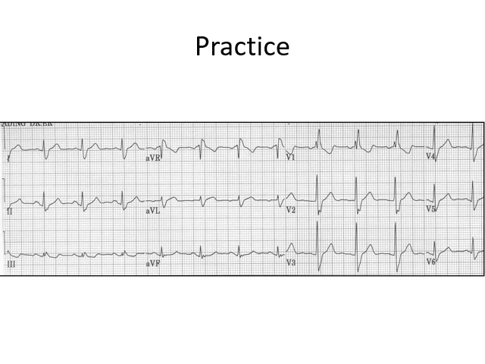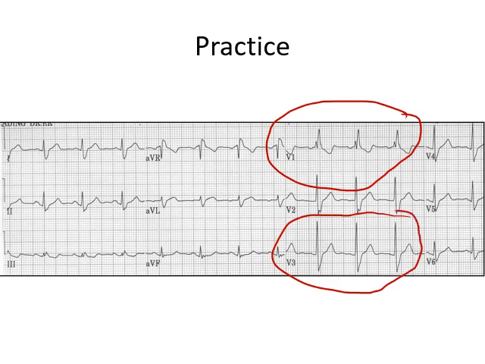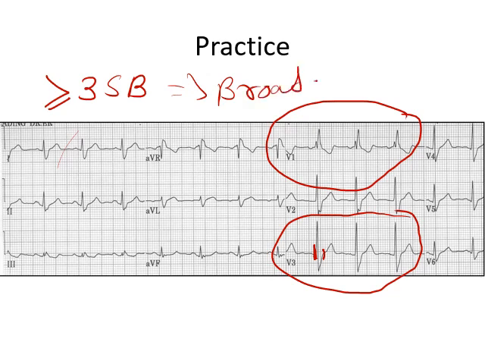Alright, I want you guys to focus on V1, then on lead V3, and tell me if you see a normal duration of QRS complex or abnormal. Yes, you are correct. If you mark this as the beginning of QRS complex and mark this as the end of QRS complex, you can say that this is definitely more than 3 small boxes, or at least equal to them. So which tells us that this is a broad QRS. Now what else do you see?